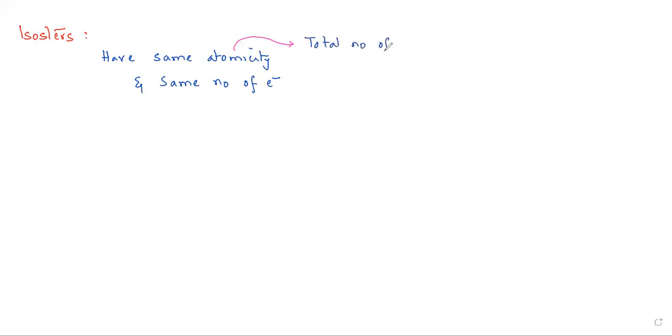Now let us go for isosters. You know, isosters have the same atomicity and the same number of electrons. What do you mean by atomicity? It is nothing but the total number of atoms in a molecule. Let us check, taking an example. Suppose you got CO2 and then N2O. Let us check the atomicity of both.